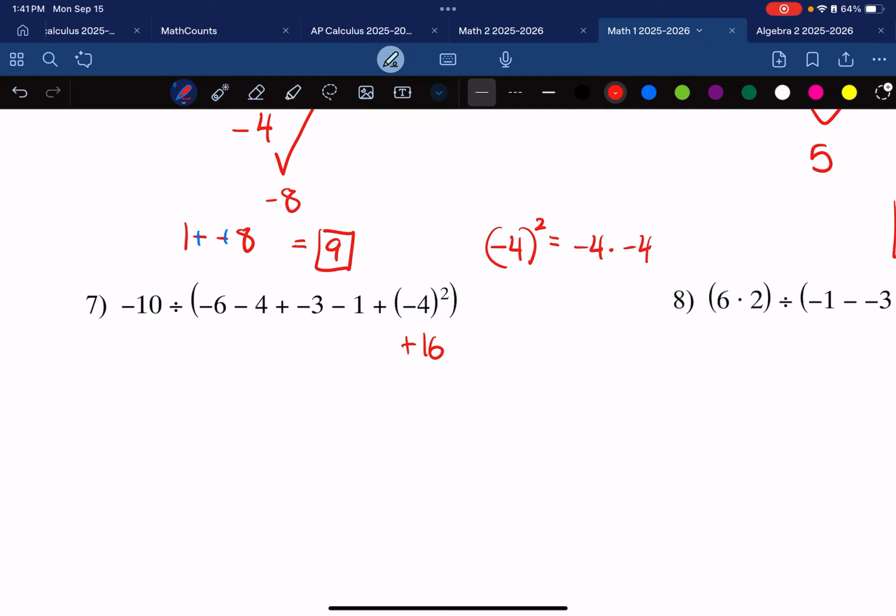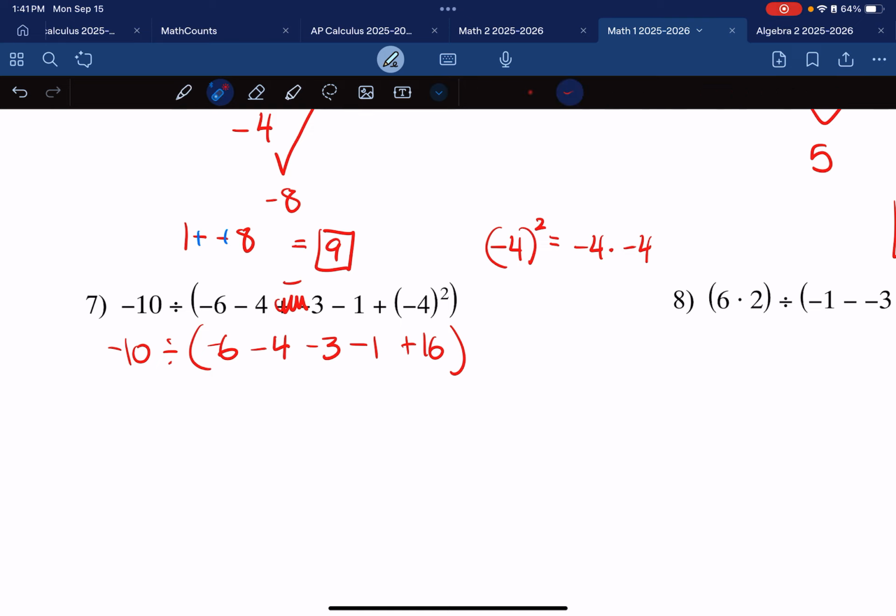I can rewrite the rest of this problem. I have a negative 1, a minus 3, I'm noticing that there are 2 signs here. Remember that 2 signs, a plus and a minus, turns into just a minus. I have a 4 with a minus in front of it, a 6 with a minus in front of it. All of that's in the parentheses. I have a division and a negative 10. From here, I am still looking inside the parentheses.